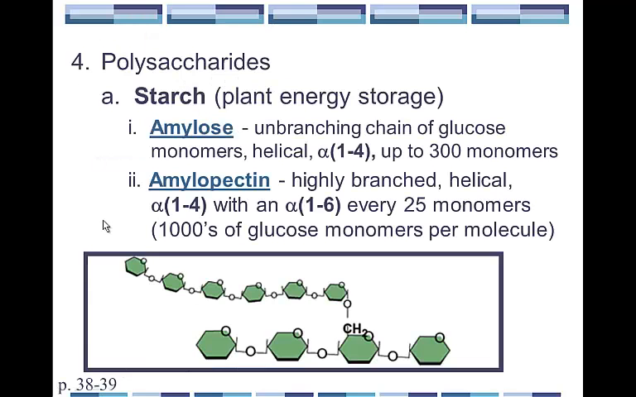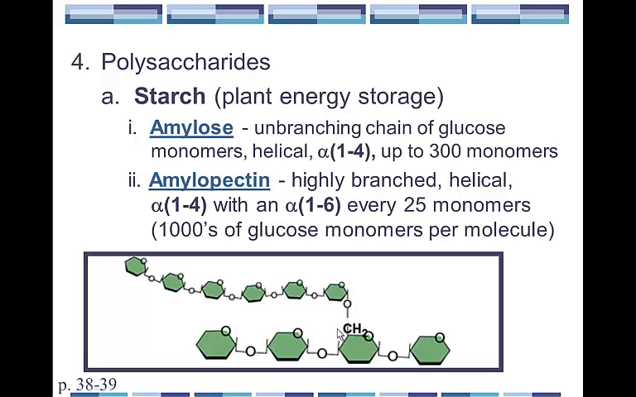A slightly different version of starch is called amylopectin. The difference is amylose was non-branching, or unbranching. Amylopectin is highly branched. It is again helical with alpha-1,4 glycosidic linkages. That's what causes it to spiral and make that helix. But about every 25 monomers, you get an alpha-1,6 glycosidic linkage. Down below in the picture here, you get alpha-1,4, alpha-1,4, alpha-1,4. But this is coming off of the 6th carbon at the top of the glucose, and so that ends up being an alpha-1,6 glycosidic linkage, and it causes a branch to form.